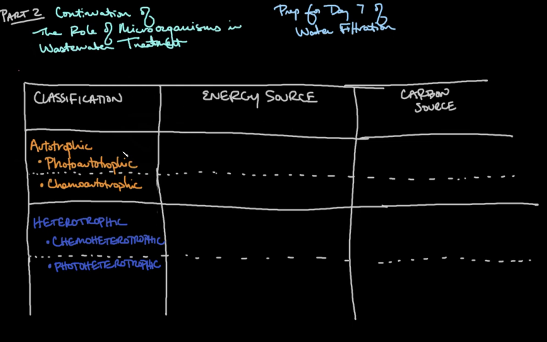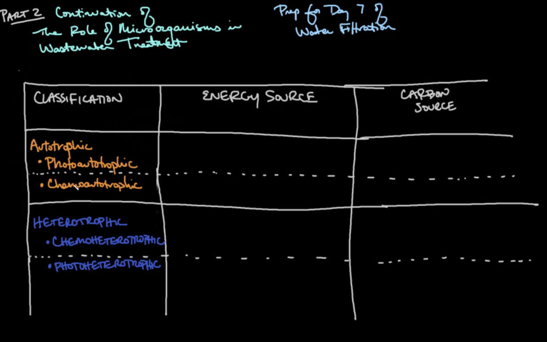So what I'm going to do is just orient you to what the terms are here. You may need to pause it. I'm going to move kind of quick for the interest of time, but you can pause. You should pause it and jot these down. So we've got classification, energy source, and carbon source here as headings.